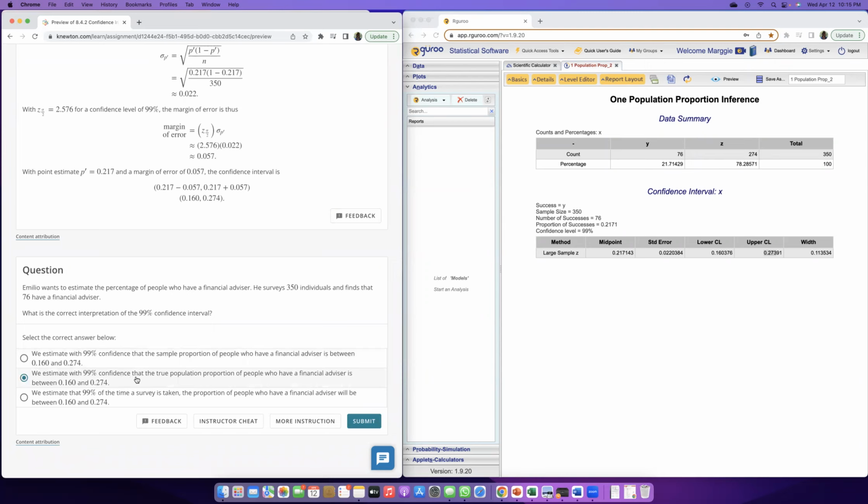for the population. The only thing we can say is that we can estimate with 99% confidence, because that's the confidence that we are using up here. This is what we use to determine our critical value, that the true population proportion is between the two values that we found. It's between 0.16 and 0.27. That's all we can say about what we have.